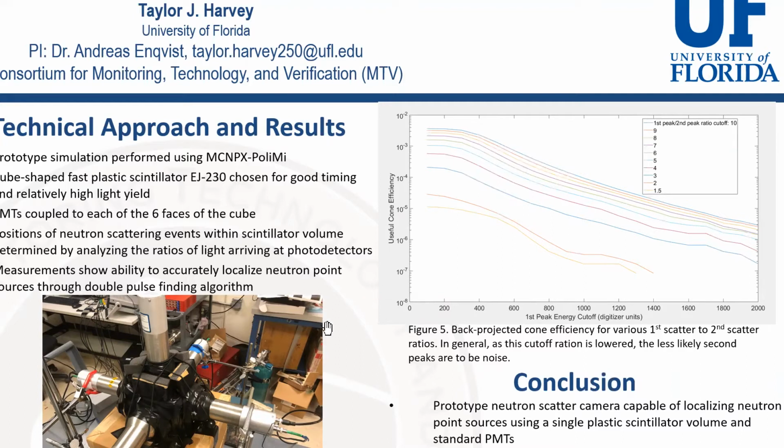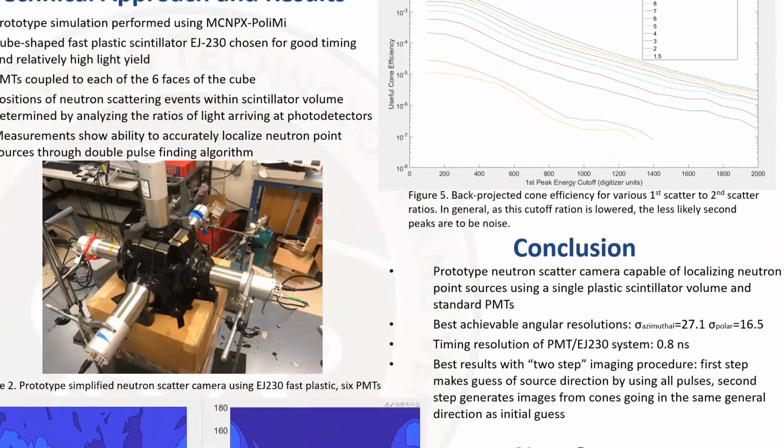Most of the images in which we've been successful in localizing sources, like the ones you saw down there, are run in this region here. So that's a relatively high ratio of first peak to second peak, meaning that the second peak has to be quite high compared to the first peak, and also a low first peak cutoff. So we're really allowing any first scatters that we see to go through and generate these cones.